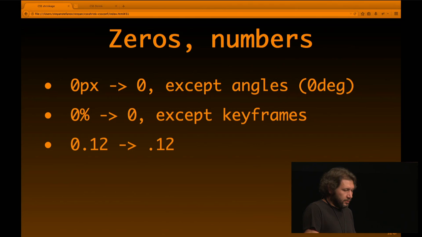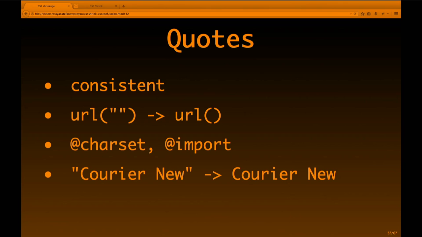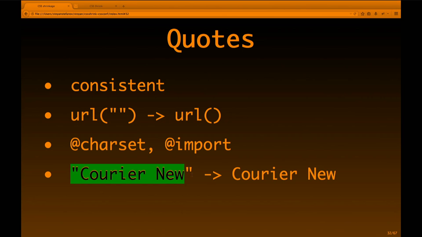Zeros and numbers. Most of the time, you can strip the unit from zero values. Most of the time, not always. You can also strip percentages. Most of the time. You can strip leading zeros. Quotes. So if any sort of minification fails, the least I can do is be consistent and hope that this helps with gzipping. So just using consistent quotes and removing the quotes where possible. Turns out, for example, in font family, you don't need those quotes, although we all use them. When you have a list value, the comma is enough.